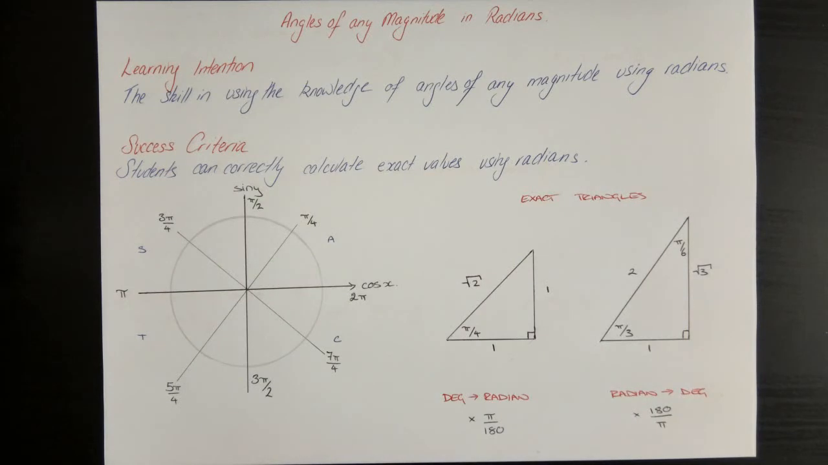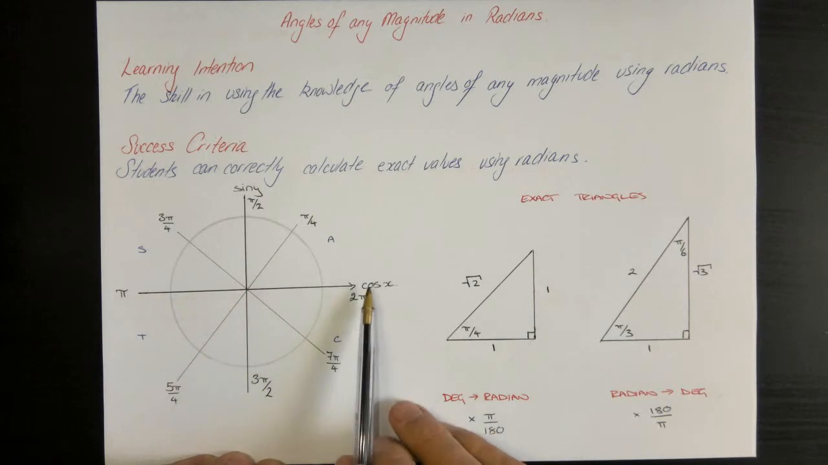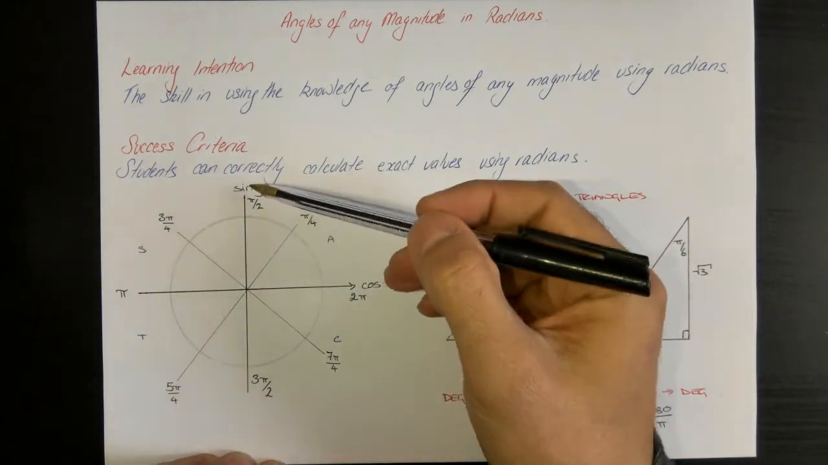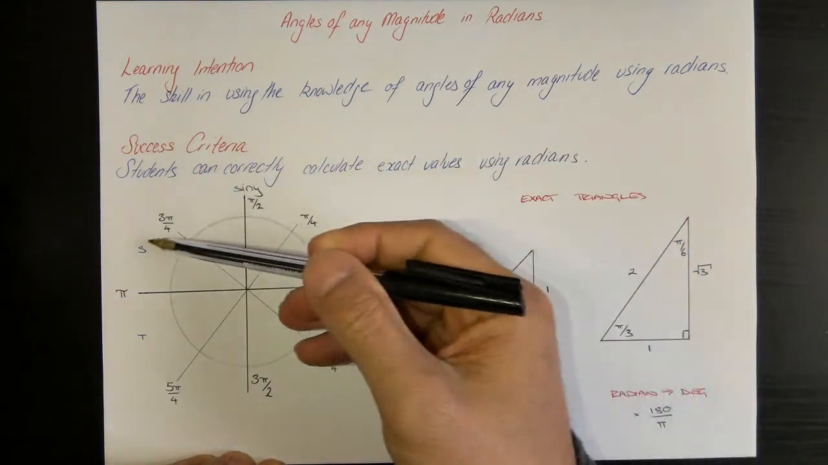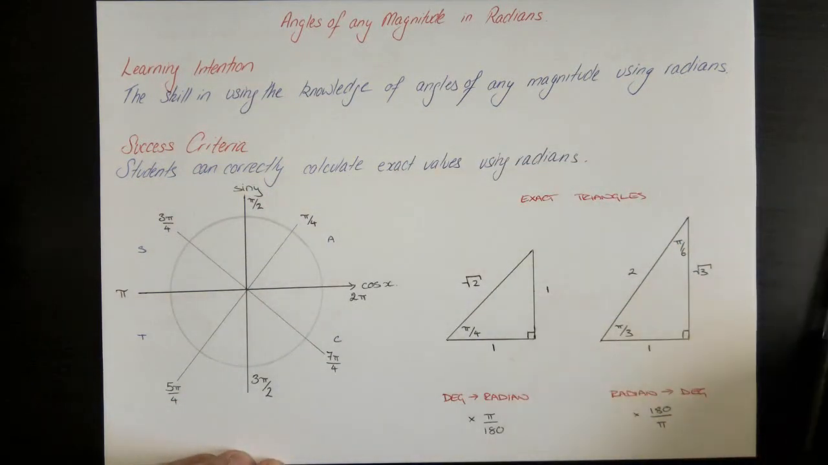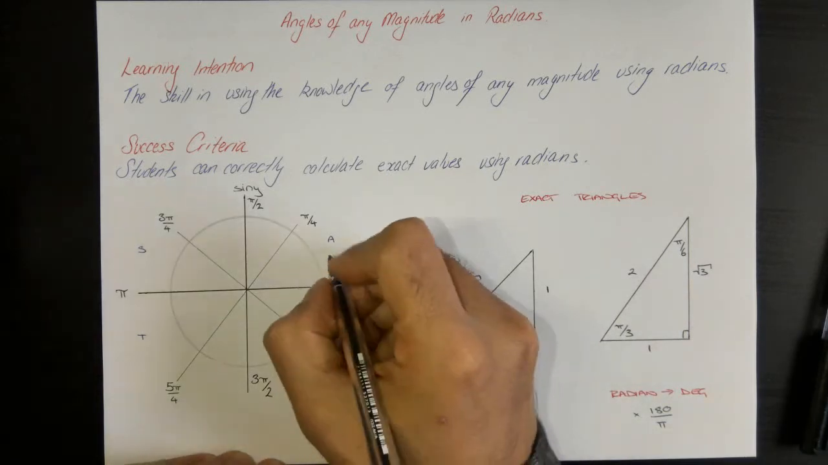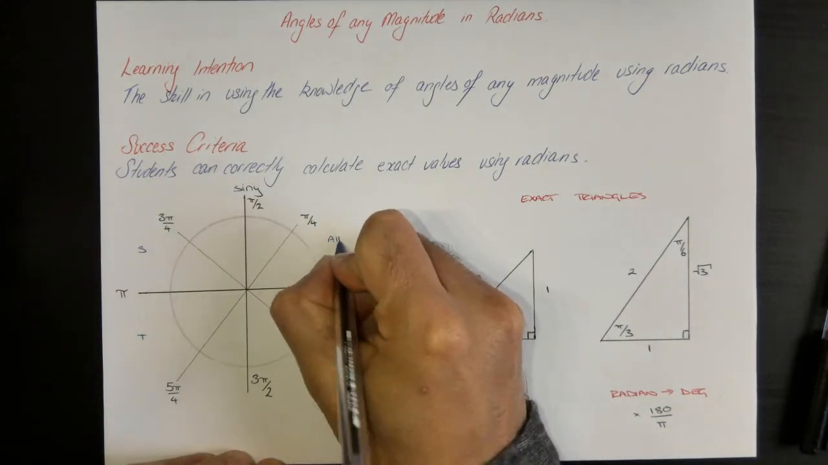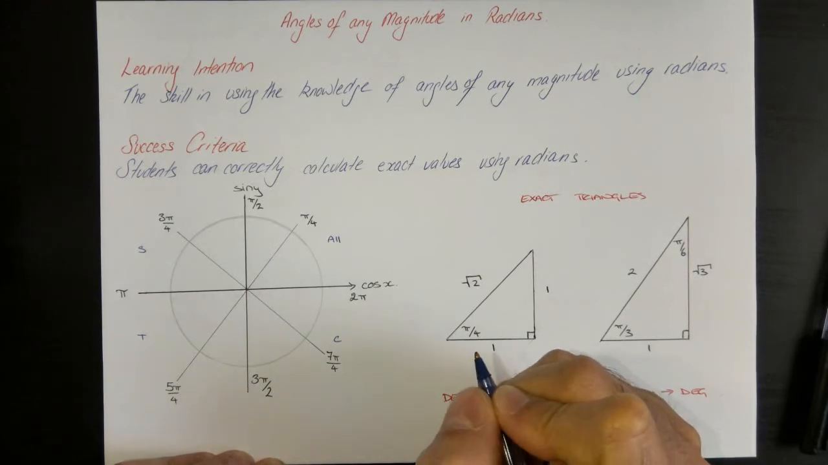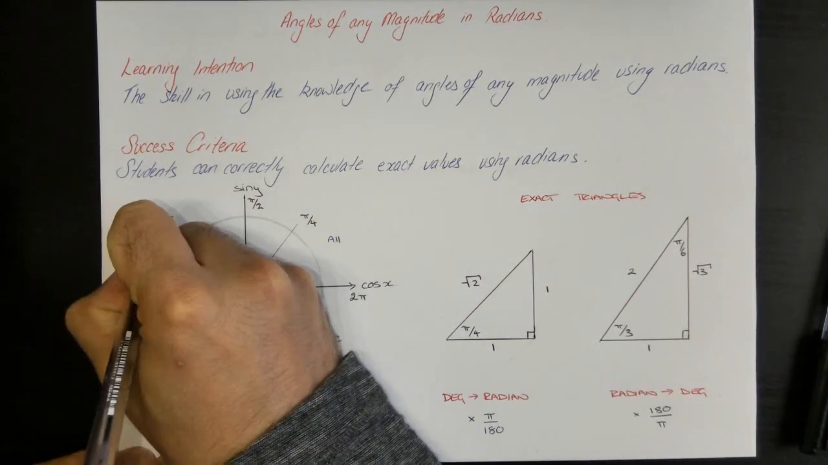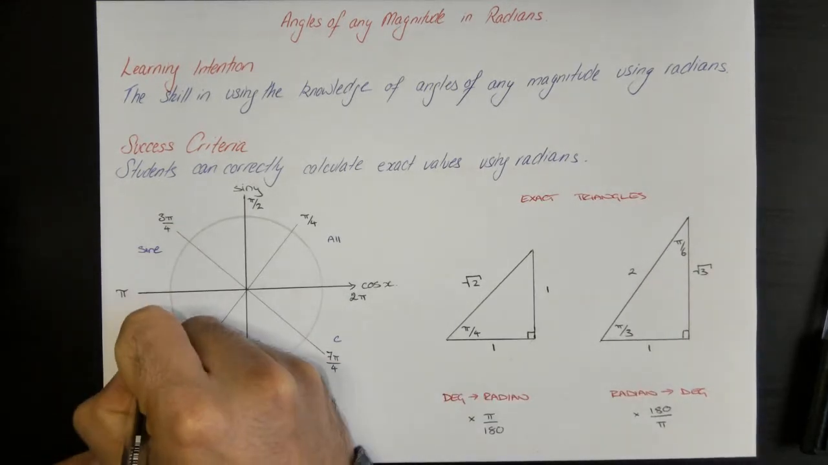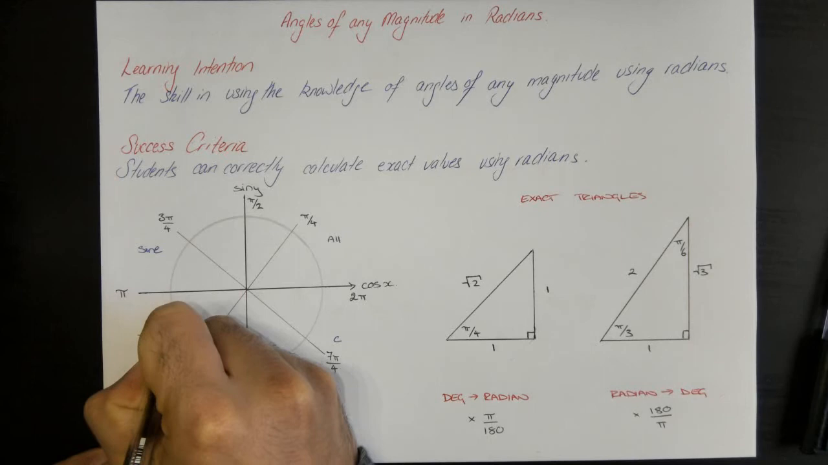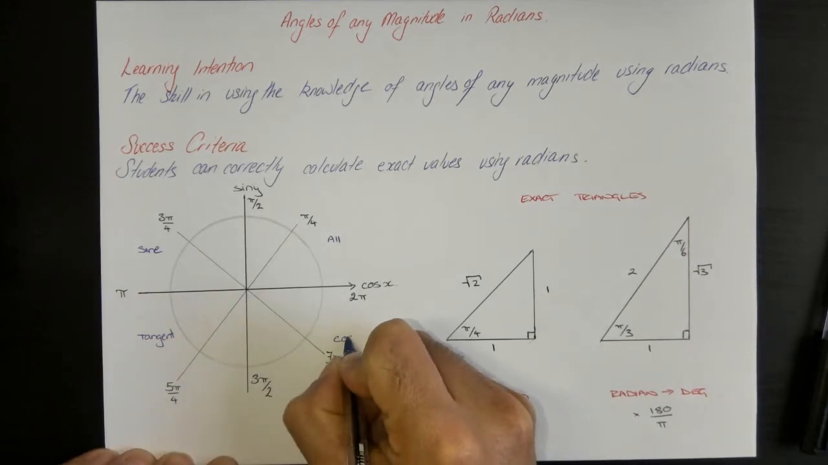So let's look back at the unit circle. If our x-axis is cos x and our y-axis is sin y, we get 4 quadrants. Now, remember, all stations is central. In the first quadrant, all trig functions are positive. In the second quadrant, only sine is positive. In the third quadrant, only tangent is positive. And in the fourth quadrant, only cosine is positive.